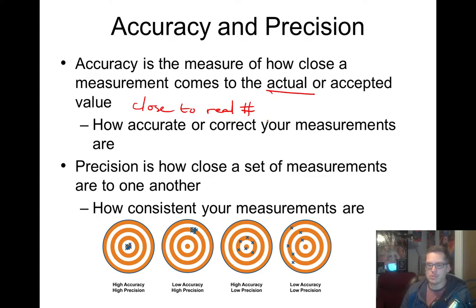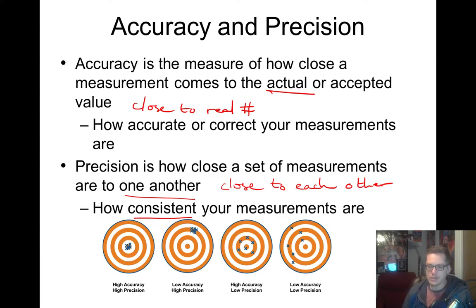Now, precision is defined as how close a set of measurements are to one another. So really you're comparing several different measurements of the same thing and comparing how close they are to each other. So really it's how consistent is your measurement. Precision is how consistent you are.